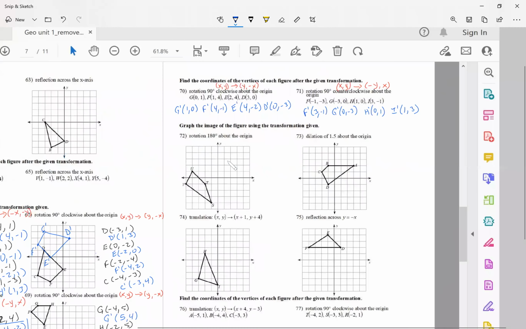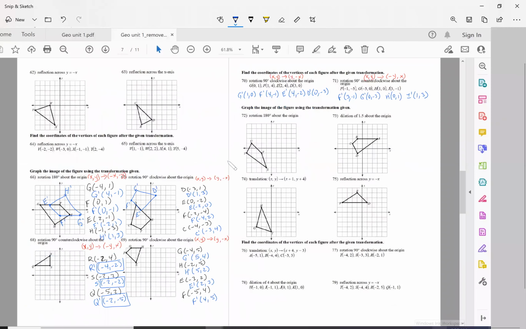All right, let me zoom out. That way you guys can take a screenshot of what we worked on today. And there you go.